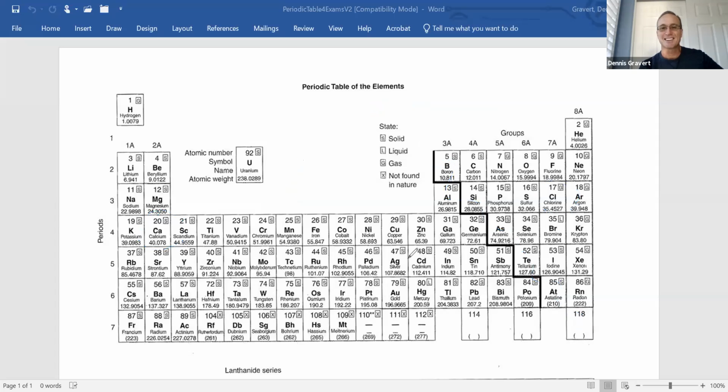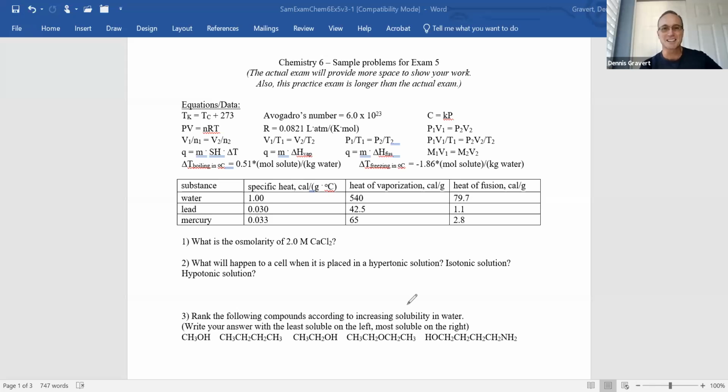Sorry, you can't see any of this, but I'm dealing with all the background options and stuff. And there we go. Okay, I think I got it situated.